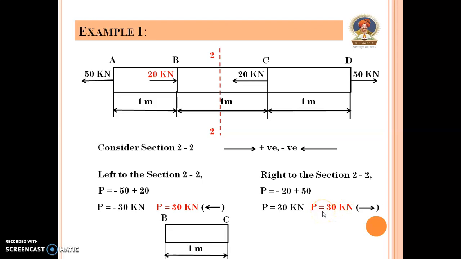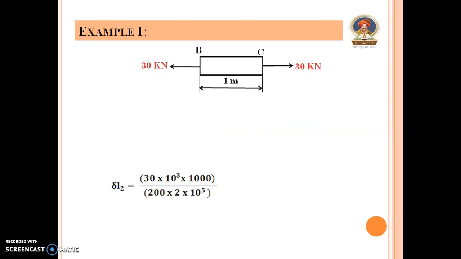Now again draw the region BC. In that, in left portion or left side, the P is moved towards left side and the value is 30 kilonewton. And in right hand side, the force is moved towards the right side, so it is 30 kilonewton. Here again tensile type of force is acting on body. Therefore P is equal to 30 kilonewton, 30 into 10 raised to 3 Newton, length 1 meter, that is 1000 mm.